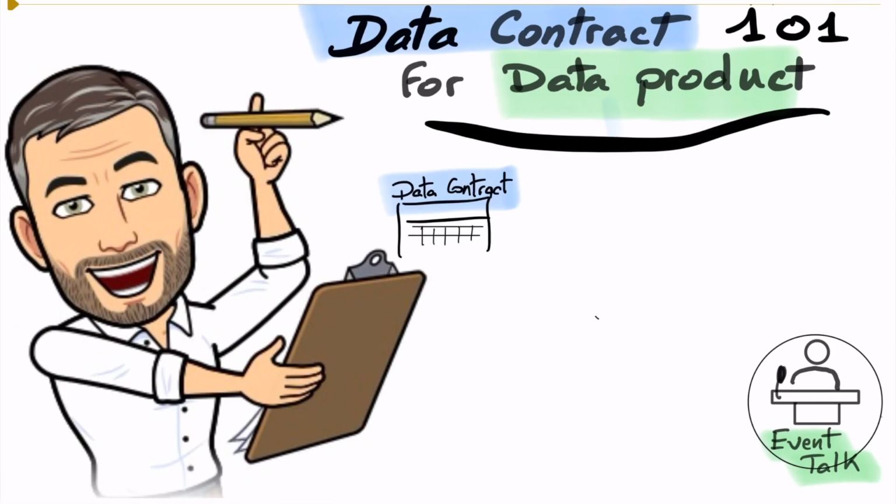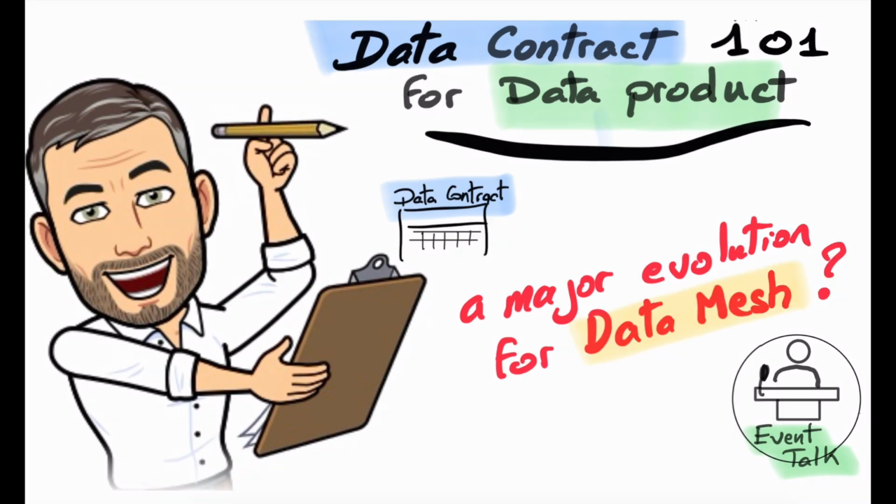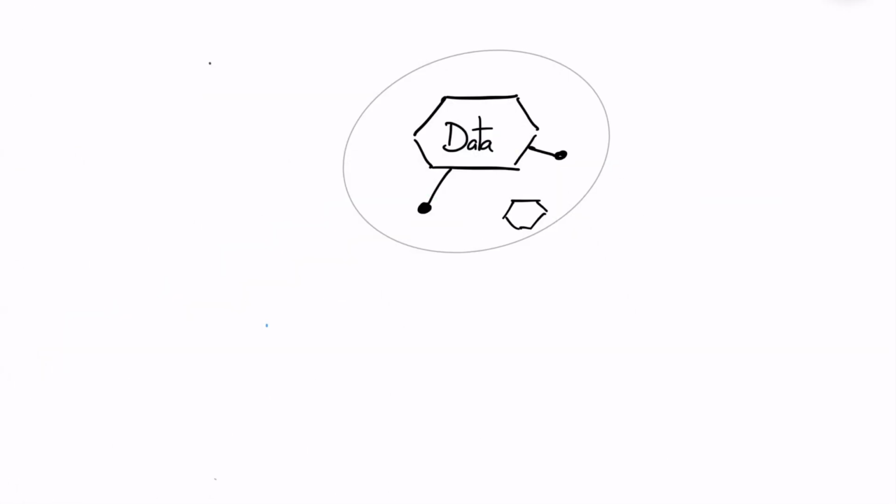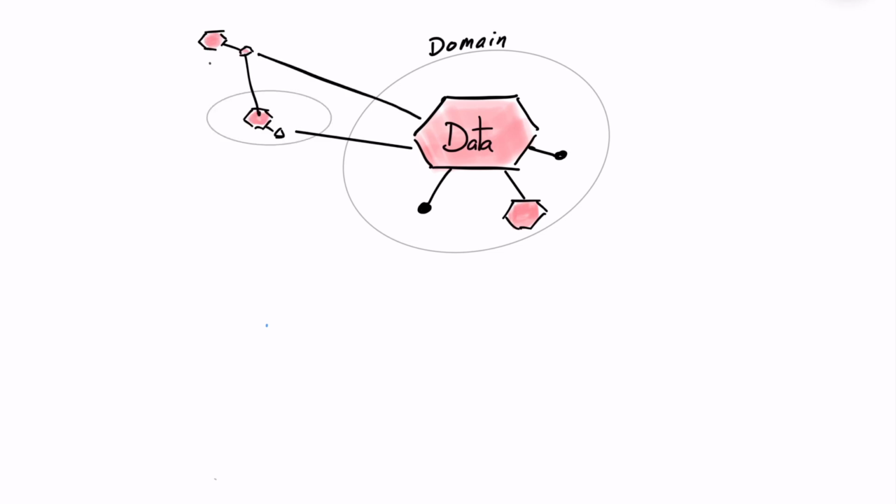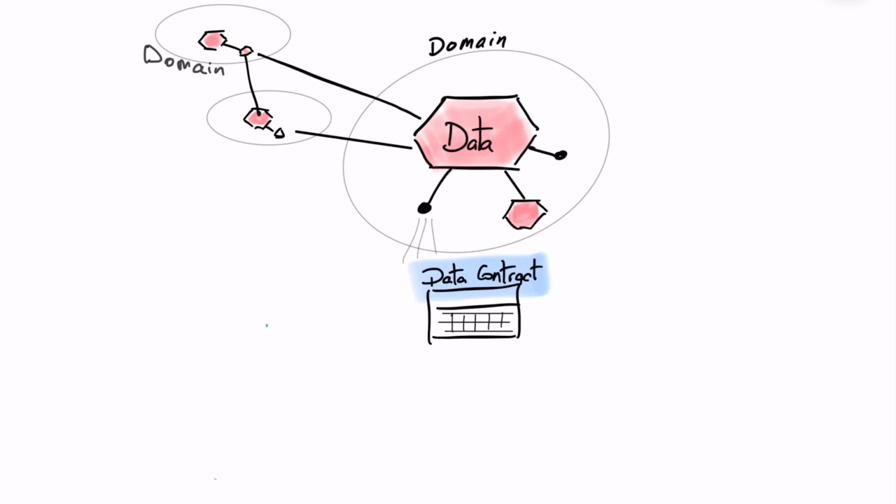Data contract. Is it a major evolution for data mesh? We just defined together a data mesh as a set of connected nodes. Each node is a data asset. Data assets in data mesh are organized by domain. Take a step back, and each domain would be responsible for their data contract.